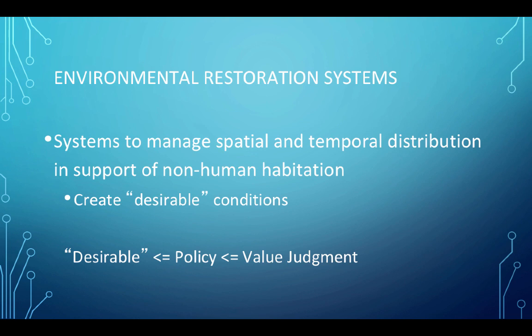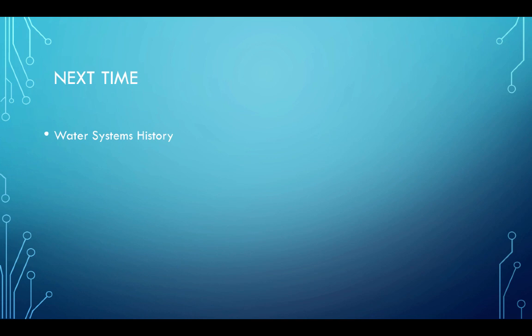Their goal is to create desirable conditions, and desirable is outside the scope of engineering specifically. Desirable requires that policy be set, and policy is based on a value judgment. However, once that policy is established, then creating conditions that are desirable as per policy is very much an engineering activity. So the next video is going to discuss a brief history of water systems.